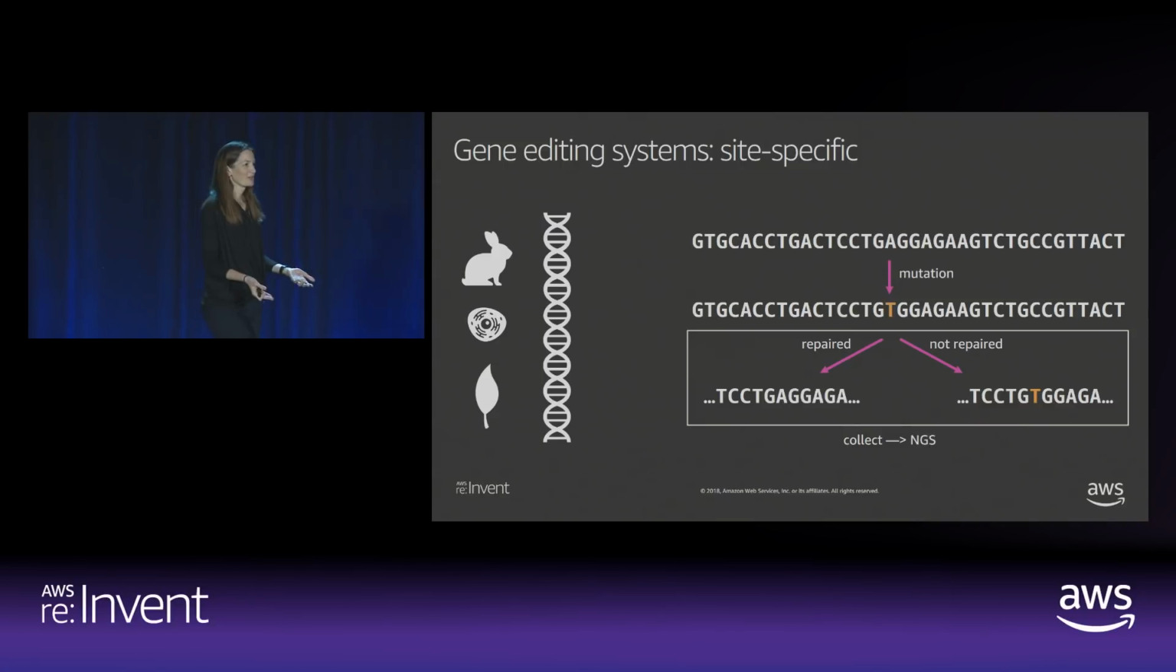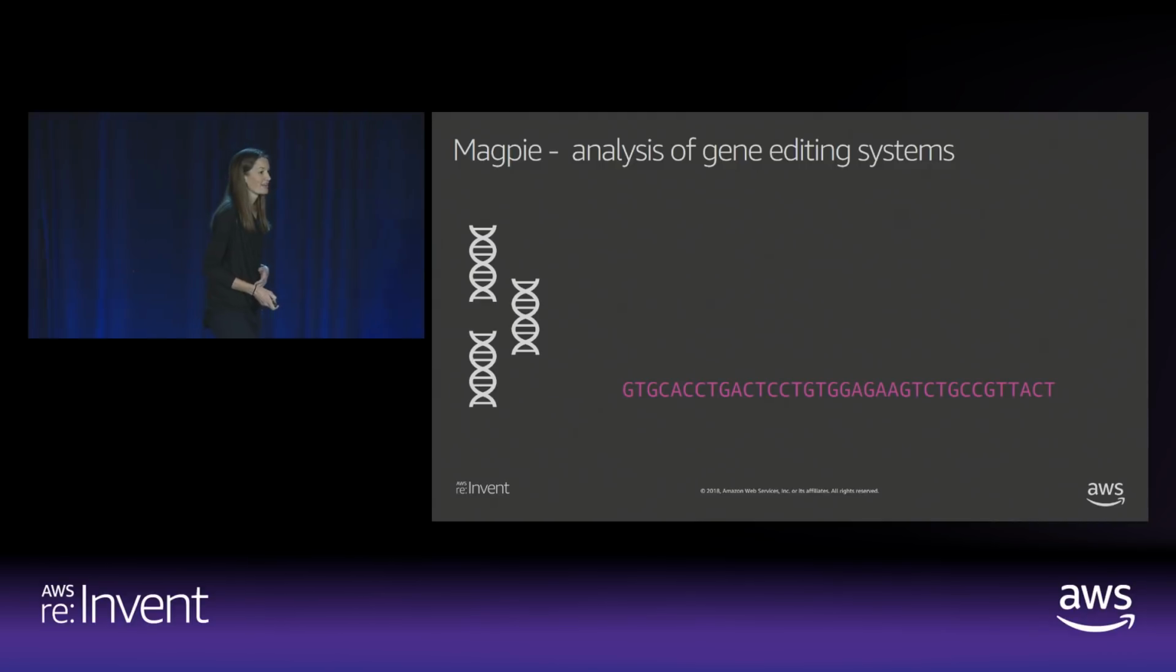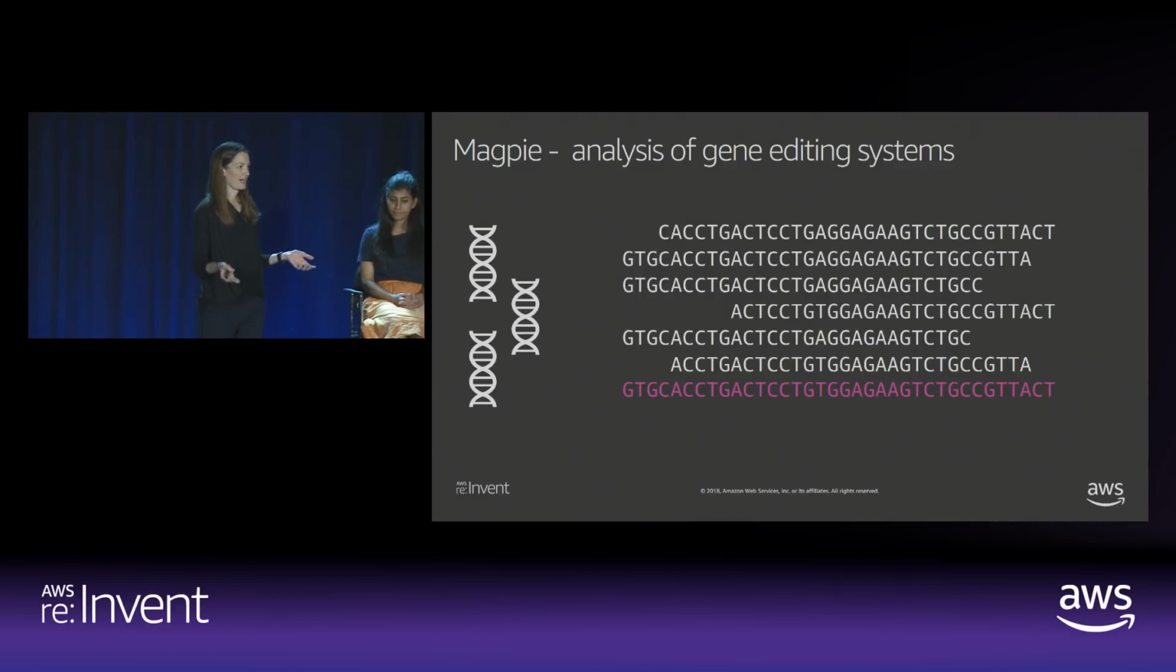So now they need a way to analyze these files to determine which condition gave them the outcome that they were trying to obtain, and that's what Magpie does. It takes an input of a reference and then a flat file that has hundreds of thousands to millions of reads. It aligns those reads, those sequences, to the reference and then finds the areas where it differs from the reference.